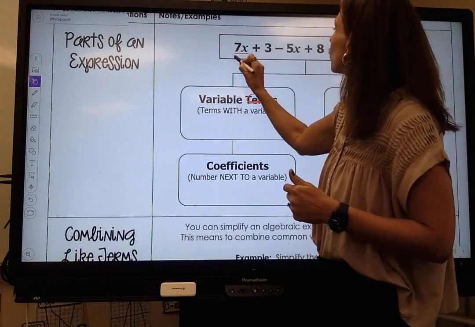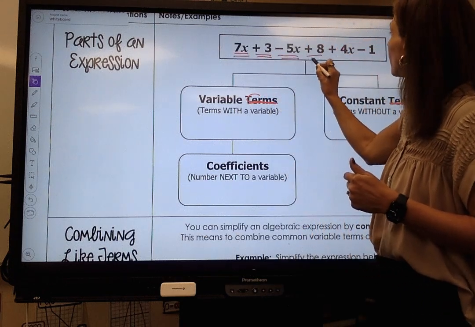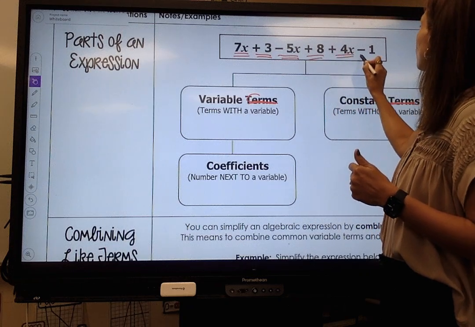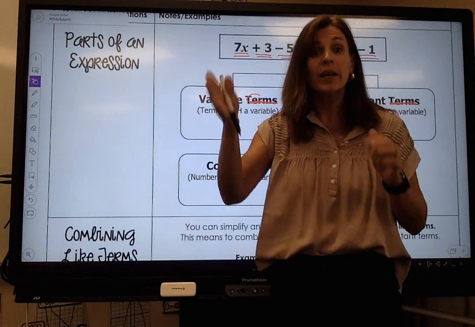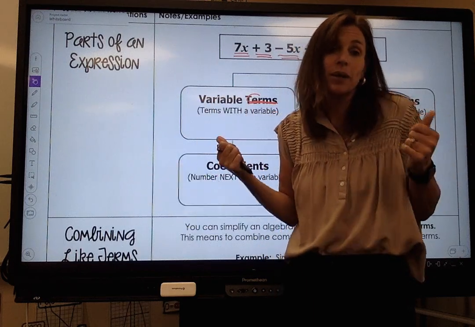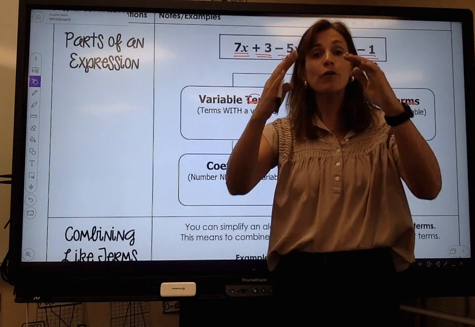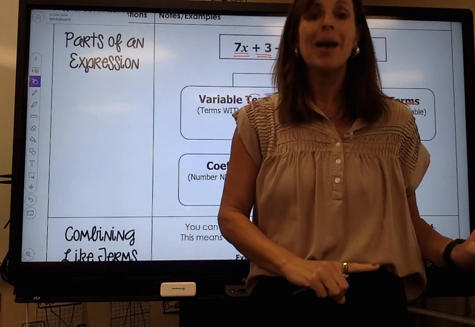So here we have a term, here we have a term, here we have a term, here we have a term, here we have a term, and here we have a term. So if I look at this, I have 6 terms going on. They're individual things, separated by a positive and negative sign. That's what it comes down to. That's a term.